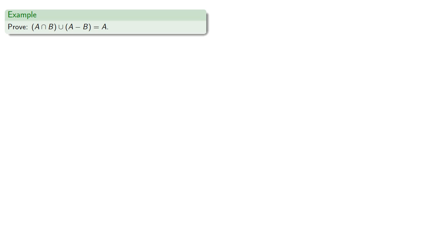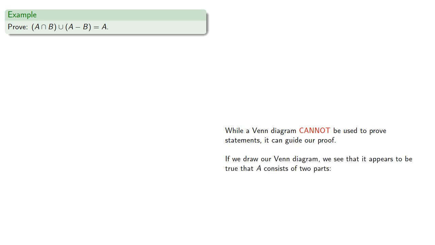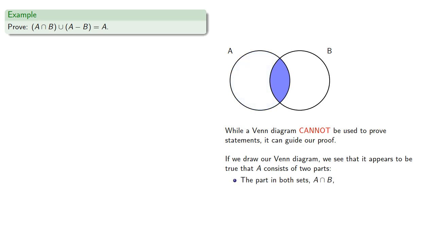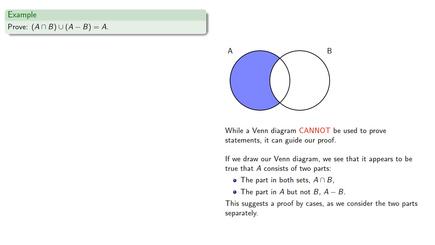So let's prove that the union of the intersection and the difference is the set. While a Venn diagram cannot be used to prove statements, it can guide our proof. If we draw the Venn diagram, we see that it appears to be true that the set A consists of two parts. The part in both sets, that's the intersection, and the part in A but not in B, that's the set difference. This suggests a proof by cases as we consider the two parts separately.